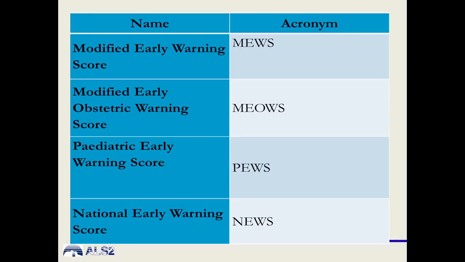So now we can take these signs and make tools. What do I mean by tools? Tools are there to pick up patients who are deteriorating. Now these are the tools that are there internationally to pick up patients. Modified Early Warning Score. Then there's another score called MEOWS, which is the Obstetric Early Warning Score. Then there is PEWS, which is the Pediatric Early Warning Score, and the NEWS, which is the National Early Warning Score.